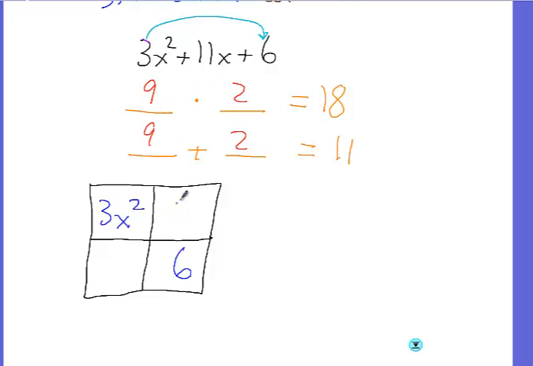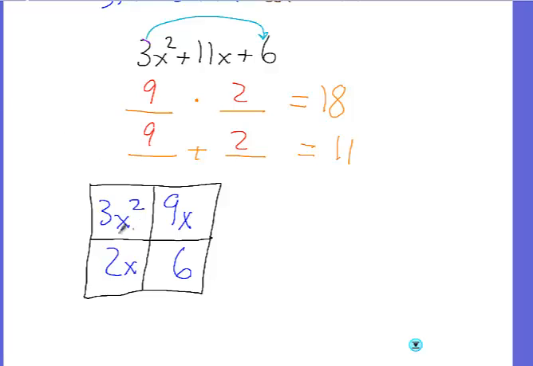Then in these two empty boxes, we're going to put the two numbers that we found. It doesn't matter where you put the 9 or where you put the 2, just make sure you put them in there. So I'm going to put the 9 here, the 2 there, and all you do is add an x to those two numbers. So I got the 3x squared from the first term, the 6 from the last term, then 9 and 2 were the numbers that gave us what we wanted. I put them in the other boxes and gave them an x at the end.